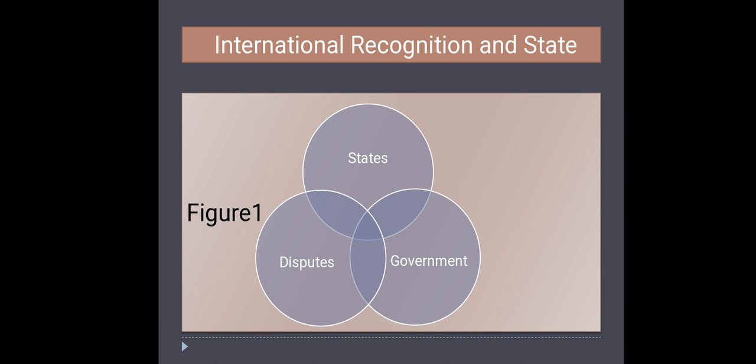When we talk about recognition at the international level, the international community actually recognizes three things. One is the state, another is the government, and the third one is the disputes. When we talk about the recognition of the state, for example, if we take Israel, Israel was recognized internationally and then it became a state. Bangladesh was recognized by the international community as an independent state.